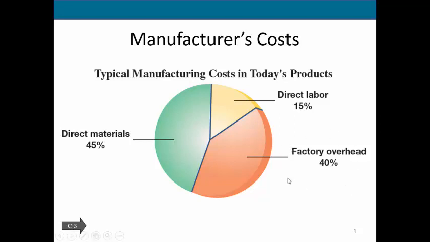Because factory overhead is growing, we're having to be much more careful with how we allocate factory overhead. As the percentage of product costs related to factory overhead increases, we have to make sure that we get those calculations correct, because we're talking about a much larger dollar value than we would have been when things were more labor intensive versus machine intensive.